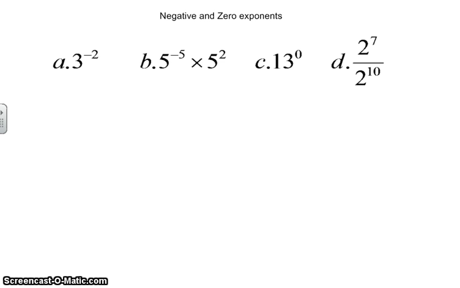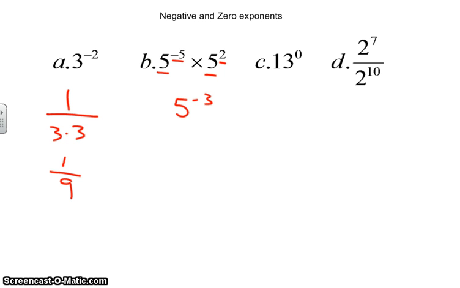Negative and 0 exponents. 3 to the negative 2. That means I'm dividing by 3 twice. So I start with a 1 and I divide by 3 twice, or that is 1/9. Okay, 5 to the negative 5 times 5 squared. Well, from what we've learned before, when the bases are the same, it's both a 5, I add. So I'm adding a negative 5 and a 2, which is negative 3.